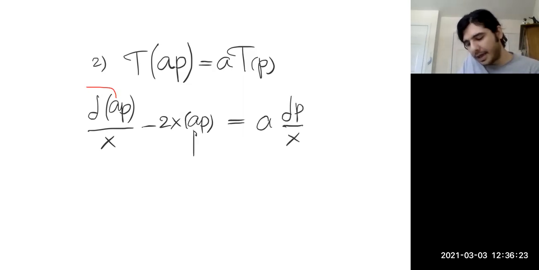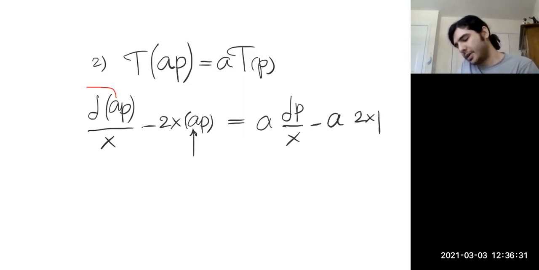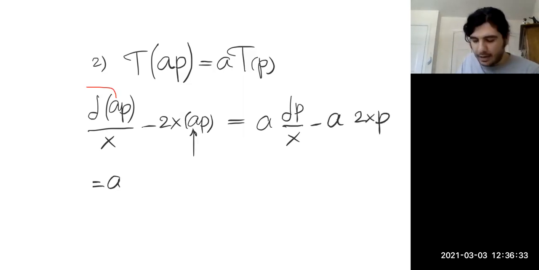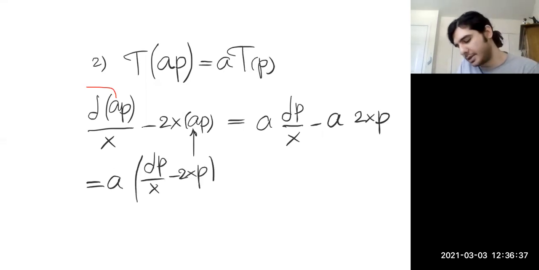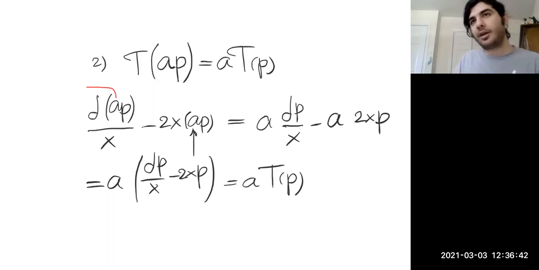On the other hand, this A here is something in the field. It commutes with the variable x and with 2. So it's equal to A times 2xp. So it's equal to A times dpx minus 2xp, which is A times T of P. So it also preserves the multiplication by an element of the field. So T is really a linear map.